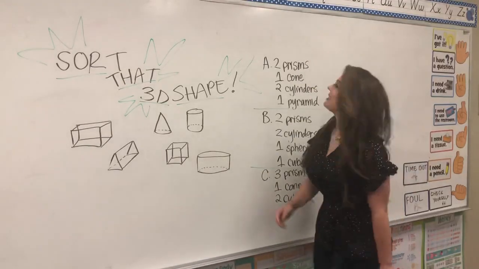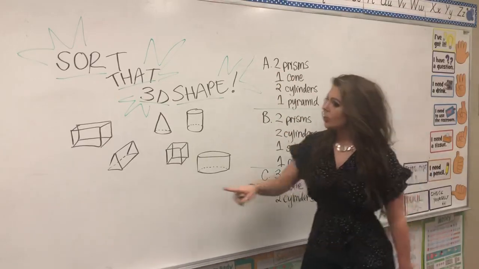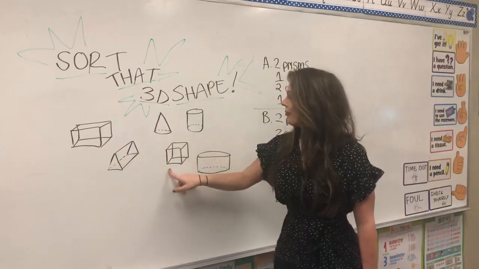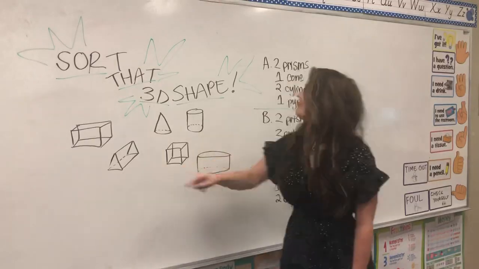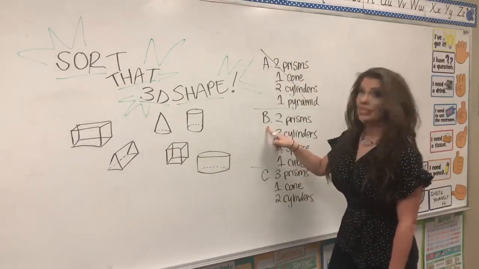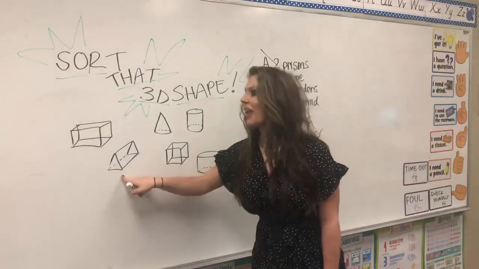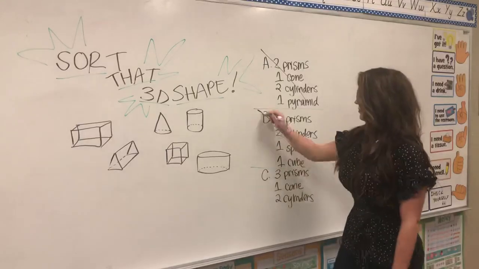Let's look at our options. Is it A, 2 prisms? Do I have 2? Oh, I've actually got 3. So I know it's not A. Let's look at B. 2 prisms? No, we've got 3 prisms, silly.